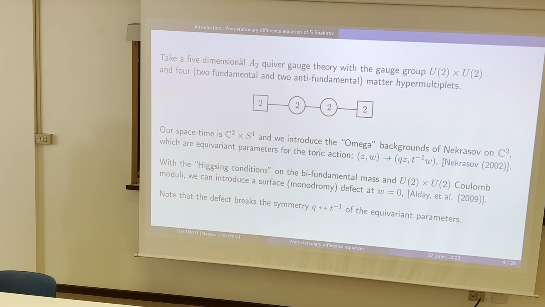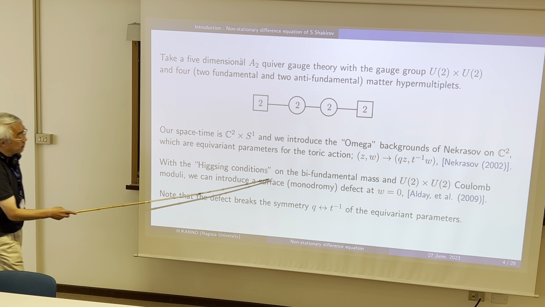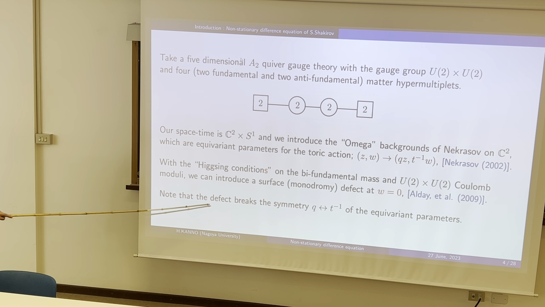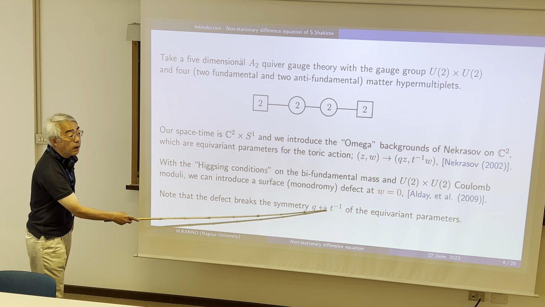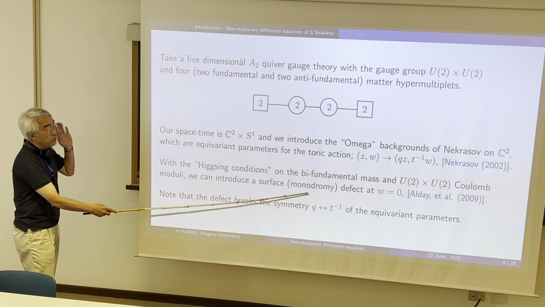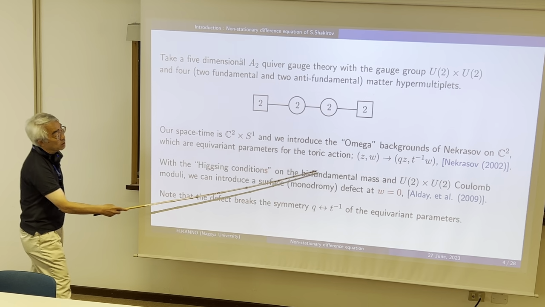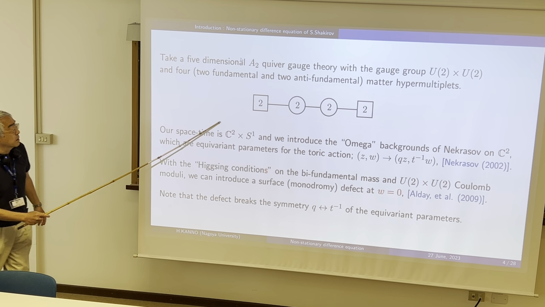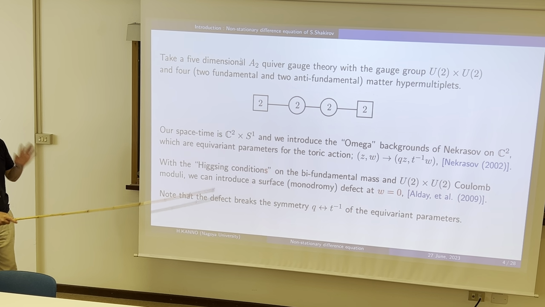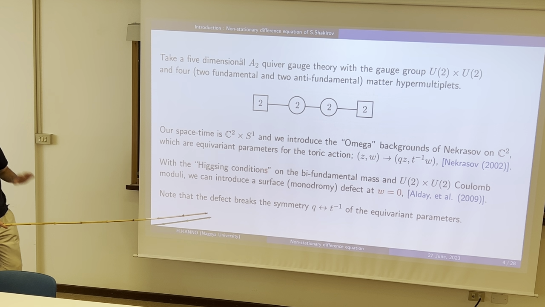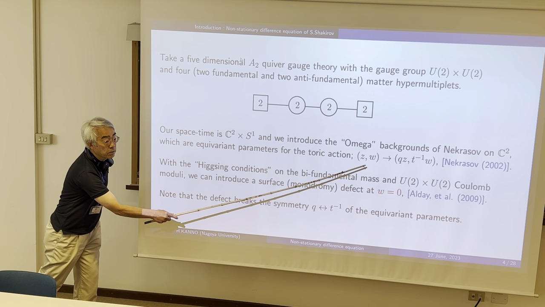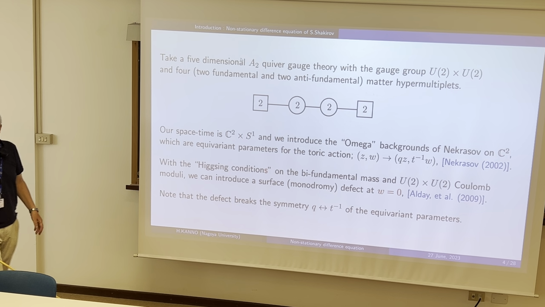And after introducing a surface defect, it breaks the symmetry between q and t inverse. Of course, before, if we don't have a surface defect, it is symmetric since this is the toric action on C^2. But if we introduce a surface defect, it breaks the symmetry between Z and W, and consequently we get q and t. So in my story, the parameters q and t play distinguished roles, right?